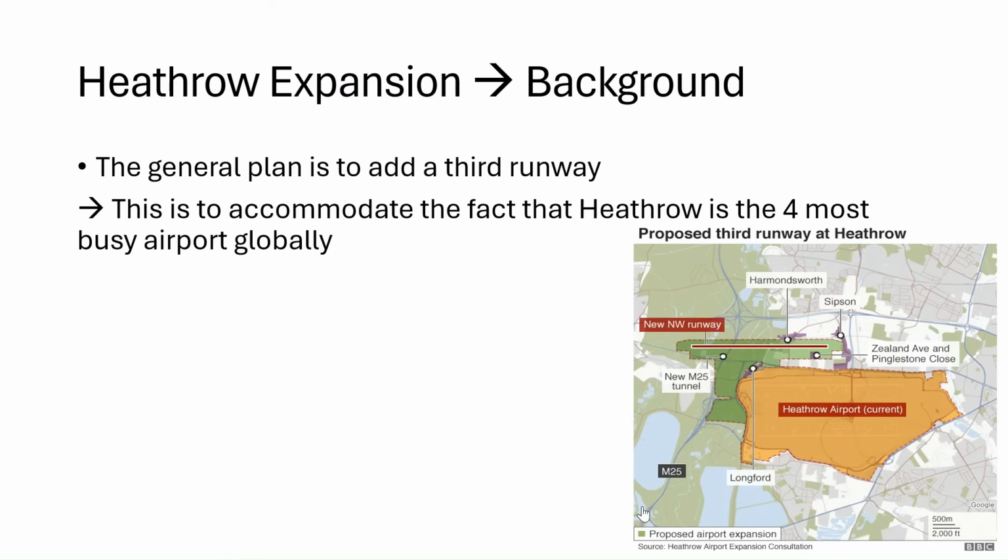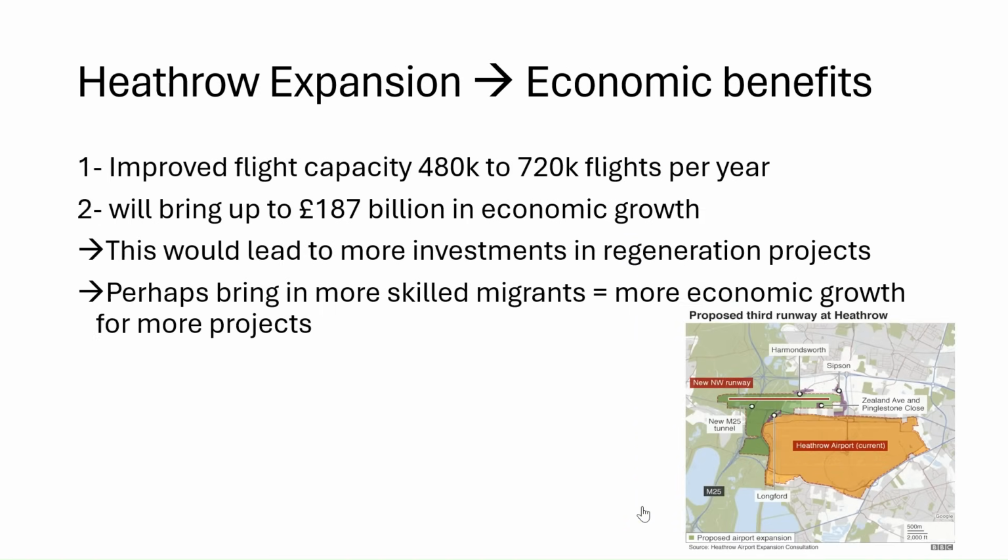So Heathrow expansion. Let's move on to that one first. What is the background about it? The general plan is just to add a third runway. This is to accommodate the fact that Heathrow is the fourth busiest airport globally. And what benefits would it bring economically? It will increase flight capacity from 480,000 to 720,000 flights per year.